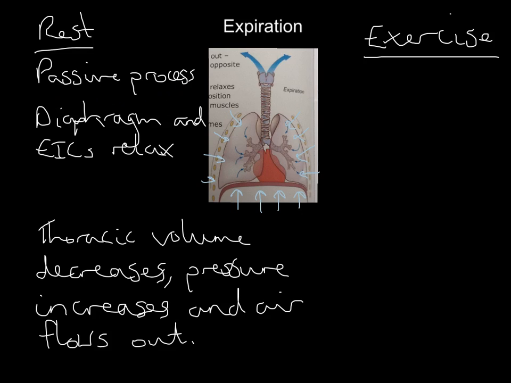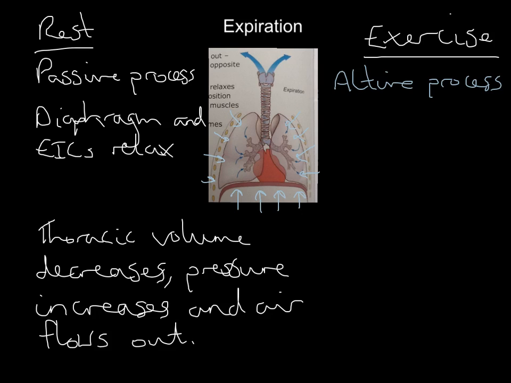We are talking about expiration at rest, because what's going to happen now during exercise, when I need to force the air out of the lungs quicker? Remember, this air is now full of carbon dioxide and that's a toxin. During exercise, expiration is going to become an active process. I'm now going to have to contract some muscles to get air out quicker and get it out in higher volumes. Now, I mentioned we had external intercostals.